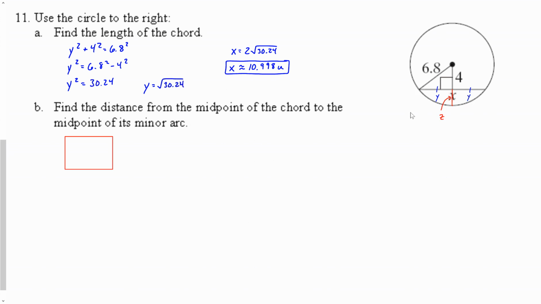What's important to notice here is that we have a full radius. If we were to combine these two segments, the segment of 4 and this segment Z here, they make a full radius, and we already know the length of the radius of the circle is 6.8. So we can very quickly find Z by just doing a little subtraction, and Z would be 2.8 units.